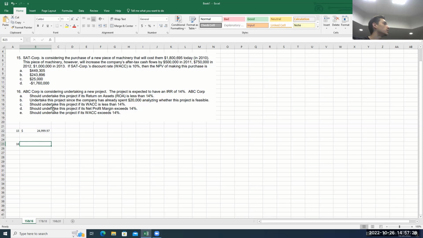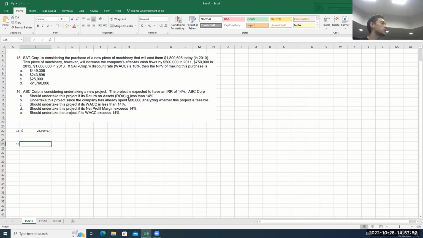16. It's kind of a definition-based question. Let's see. ABC Corp is considering undertaking a new project. The project is expected to have an IRR of 14%. It's asking what ABC Corp should do, basically. Should undertake this project if its return on assets is less than 14%.